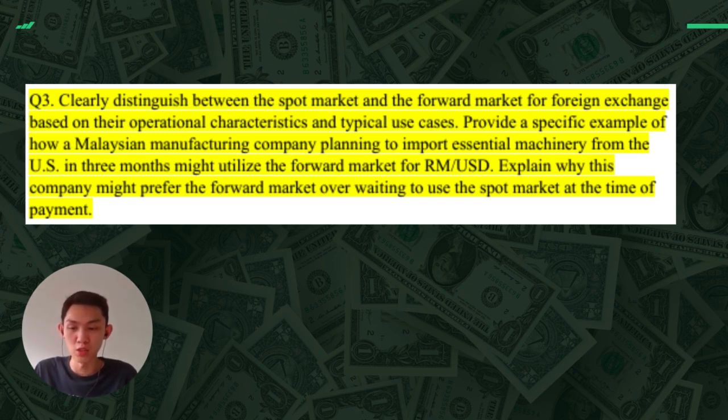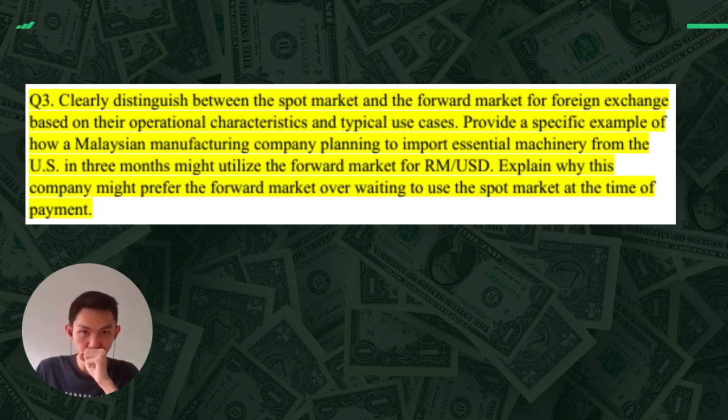The exchange rate used for the spot market is the current market rate, but for the forward market, they lock in an exchange rate to protect against future spot fluctuation. The typical use of the spot market is urgent payments or small trades, but the forward market is for long-term international trade. As an example, a Malaysian manufacturing company plans to import machinery from the US.